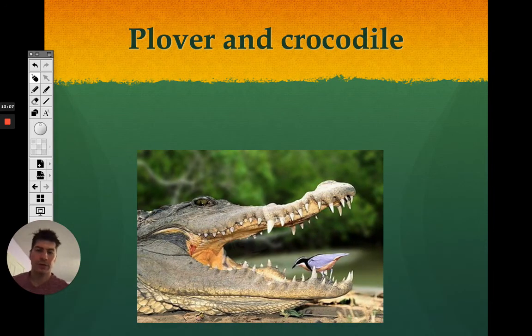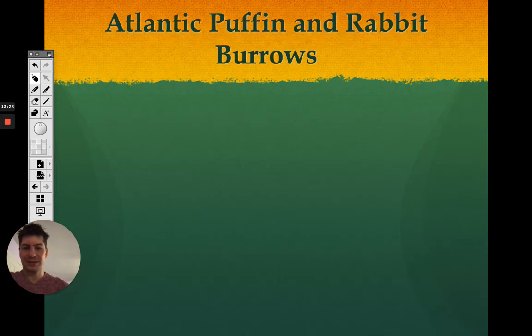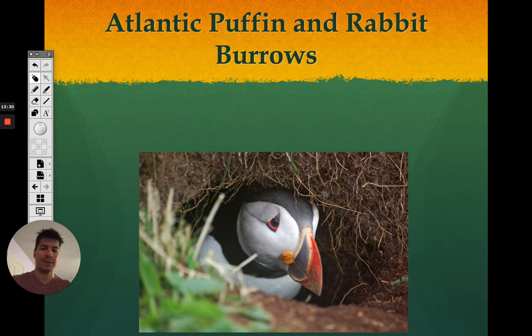All right, plover and the crocodile. No, the crocodile is not going to eat the plover. If so, that would be definitely parasitism. Kind of, because the plover would be dead. But the bird actually will clean the inside of the crocodile's mouth and get a nice meal that way. So this is, again, mutualism. The crocodile actually will not eat the bird, which is kind of cool because it knows it's getting a benefit.